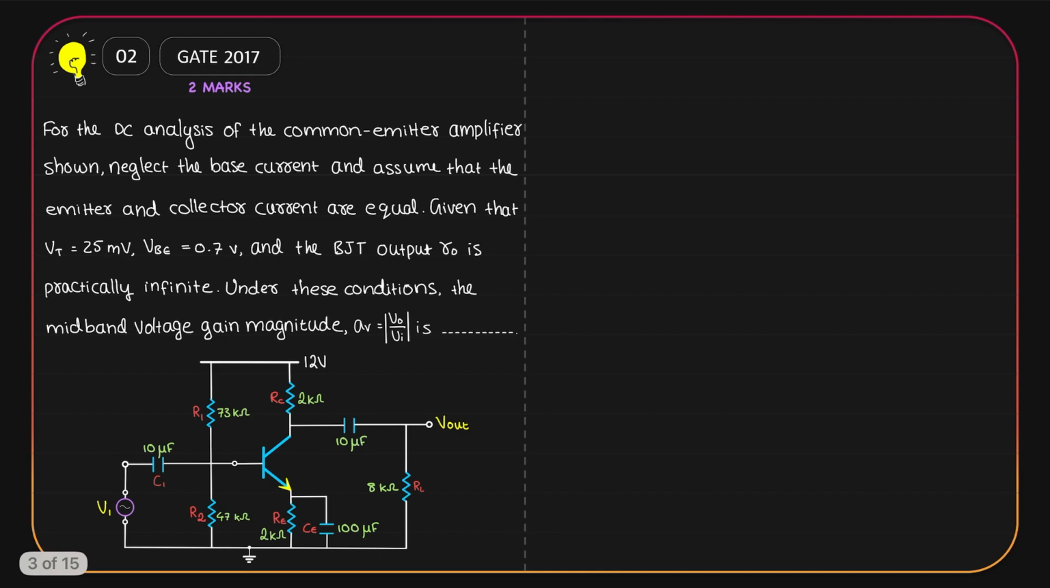Let us see the next problem. For the DC analysis of a common emitter amplifier, neglect the base current and assume that the emitter and collector current are equal. It is given that thermal voltage is 25 millivolt, base emitter voltage is 0.7 volt, and r0 is practically infinite, which means we do not have to include early effect. Now, what we have to find out is the magnitude of the midband voltage gain.